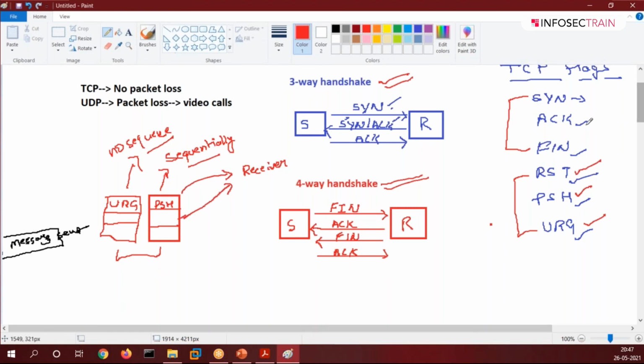Your finish and reset also have the same working, but your finish is the legal way to stop the communication and your reset stops the communication abruptly, right? And these are your urgent and push flags.